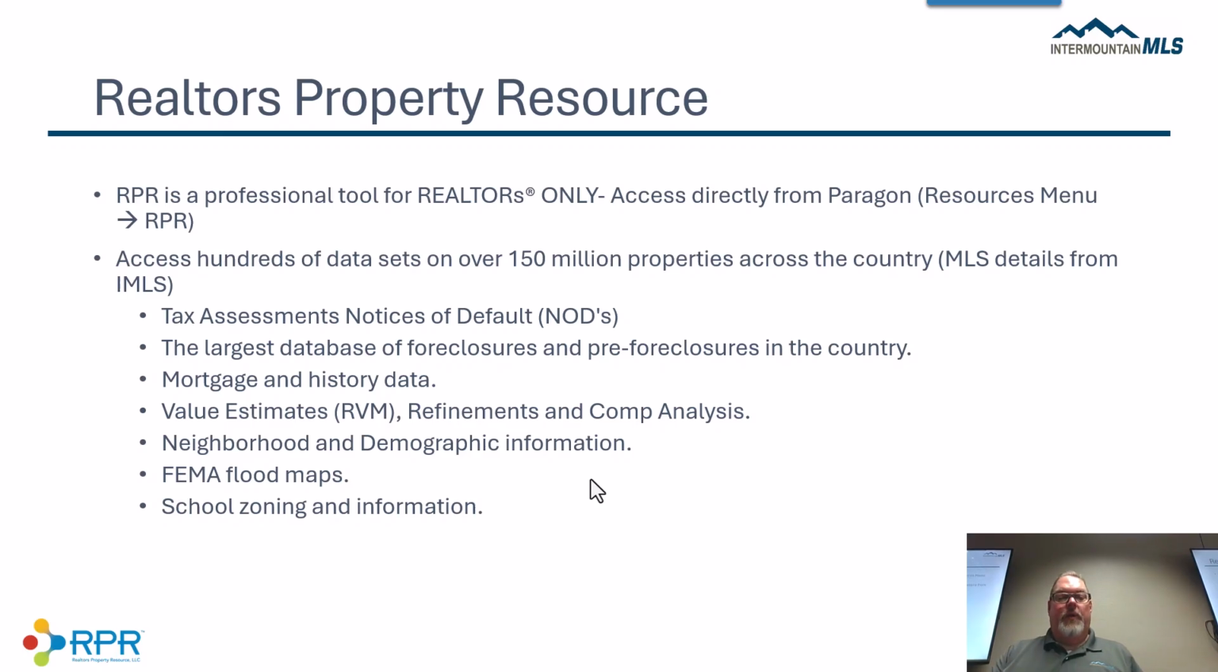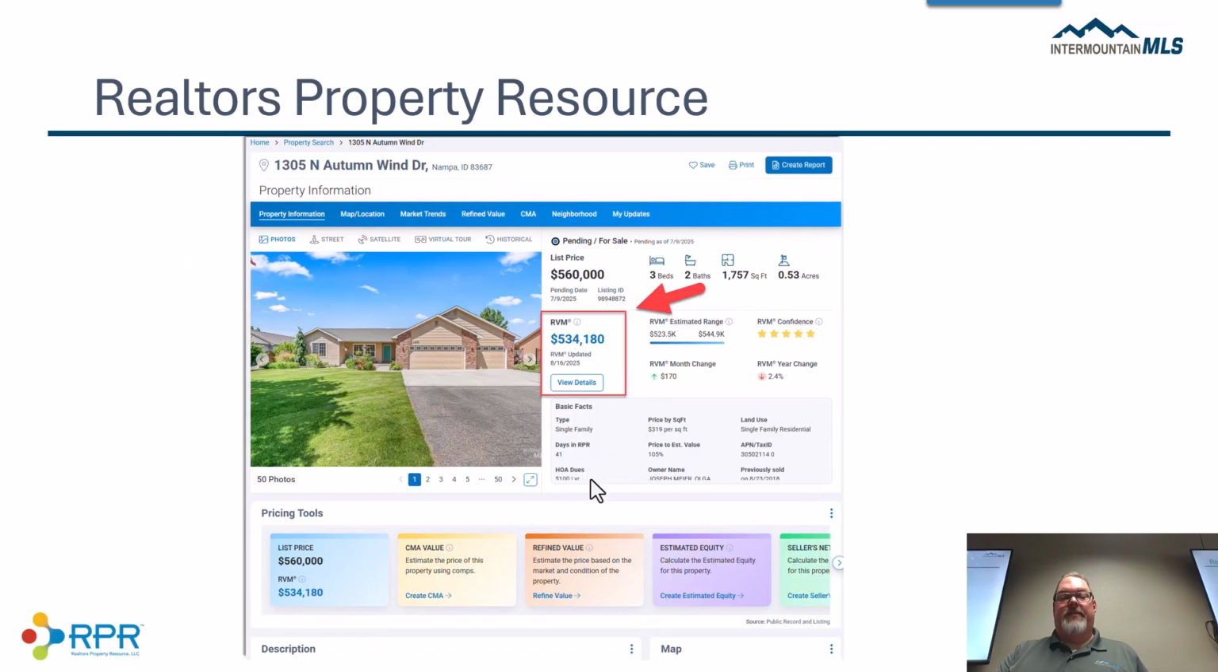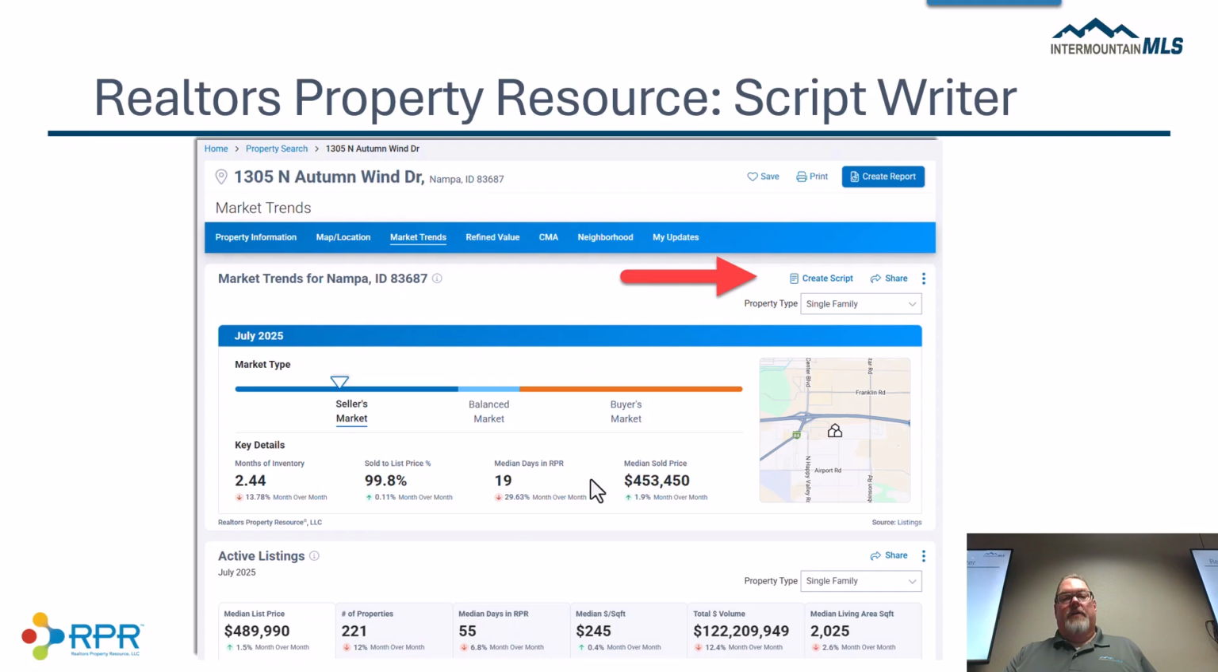They also have school information, neighborhood demographic information. When you're viewing a property in RPR, they have a valuation called the RVM, which stands for Realtors Valuation Model. When you click on the price or the view details, it will show you the properties they use to calculate that value. They also have a lot of market statistics, which is one of the strengths of RPR. And so you can easily share those graphs for market data.